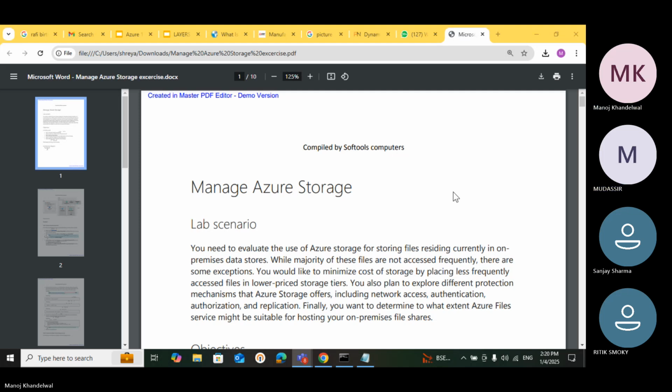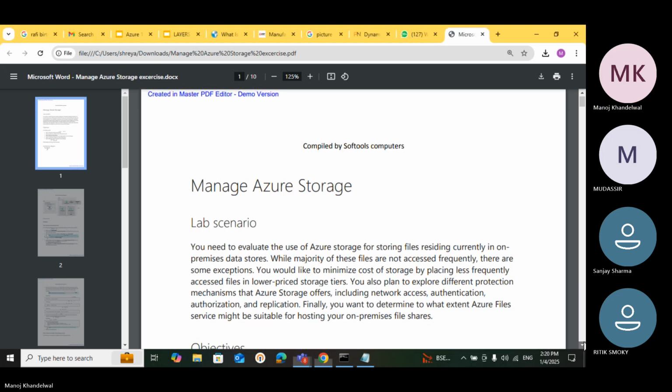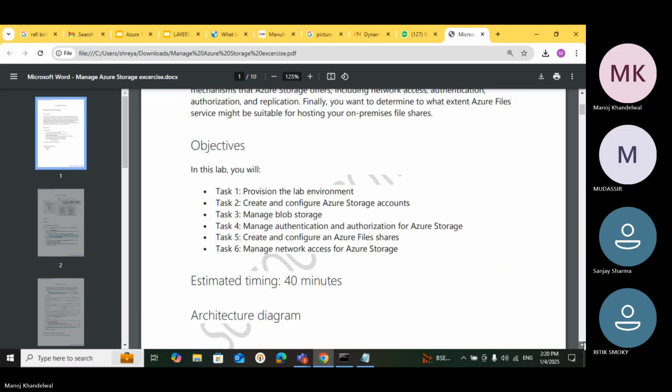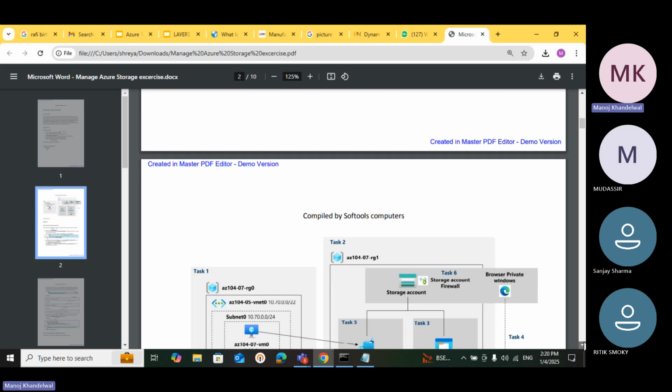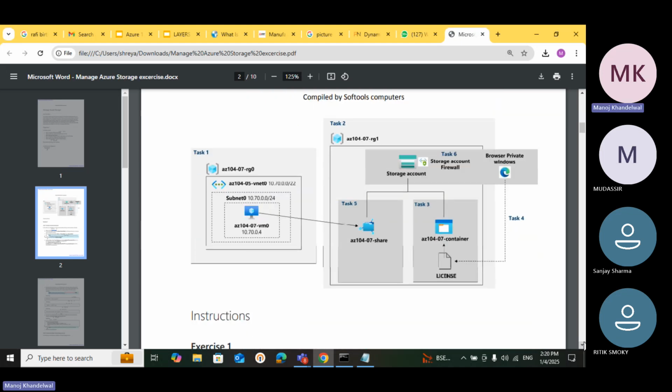Okay, now look at this. Are you able to see the screen? Yes, sir. Okay, great. So look at this diagram. This is a good diagram. This tells you about all the tasks that you have to do. So here it shows how many tasks. How many tasks are there? Come on, you tell me. 1, 2, 3. Six tasks. Total 6 tasks are there.